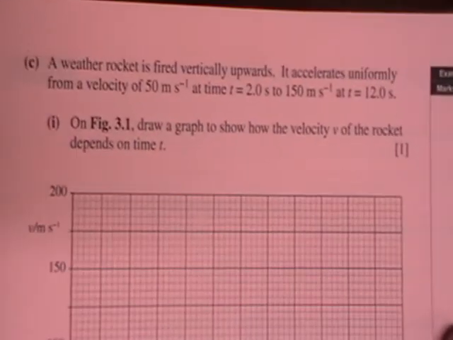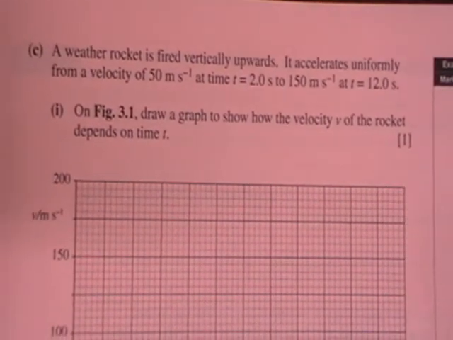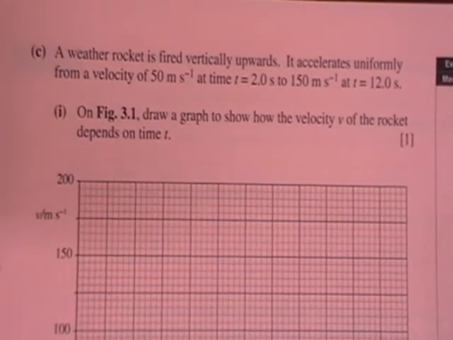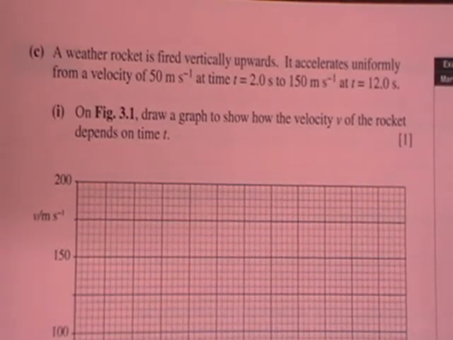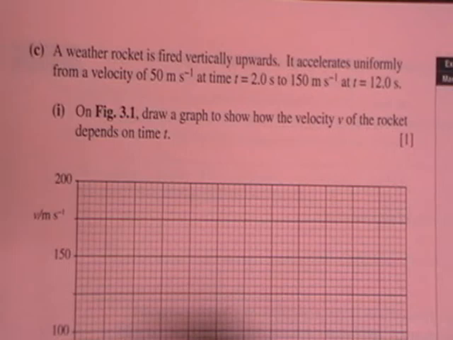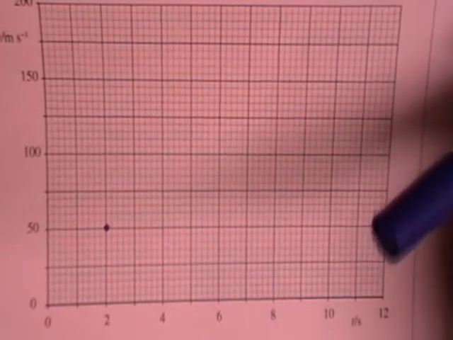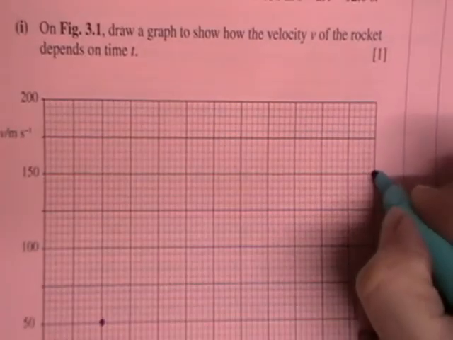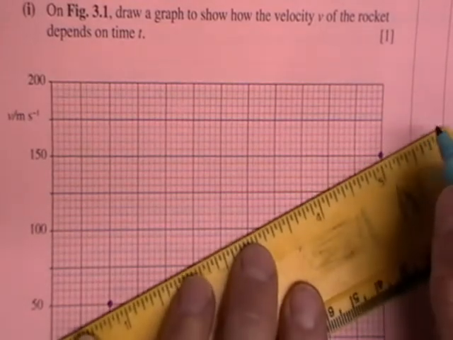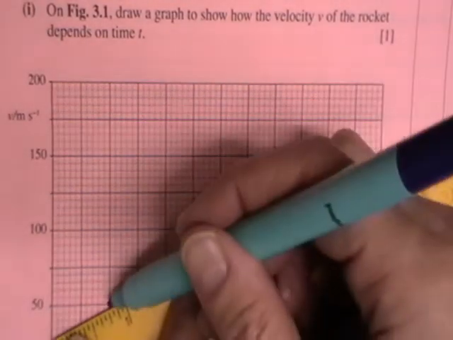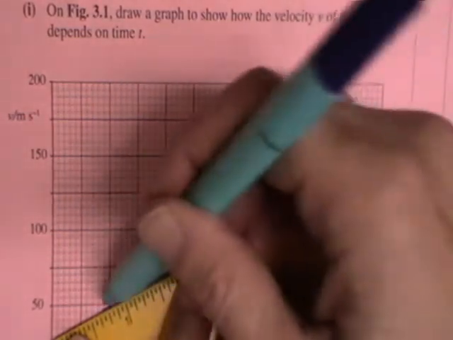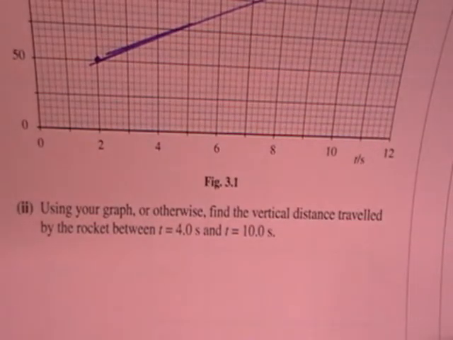Part C. A weather rocket is fired vertically upwards. It accelerates uniformly from a velocity of 50 at time t equals 2 seconds to 150 at time t equals 12 seconds. Draw this on the graph. So from 2 it goes from 50, up to 150 at 12 seconds, and we're going to draw a line between those two, like that. Then it asks you: use your graph or otherwise, find the vertical distance travelled by the rocket between t equals 4 and t equals 10 seconds.